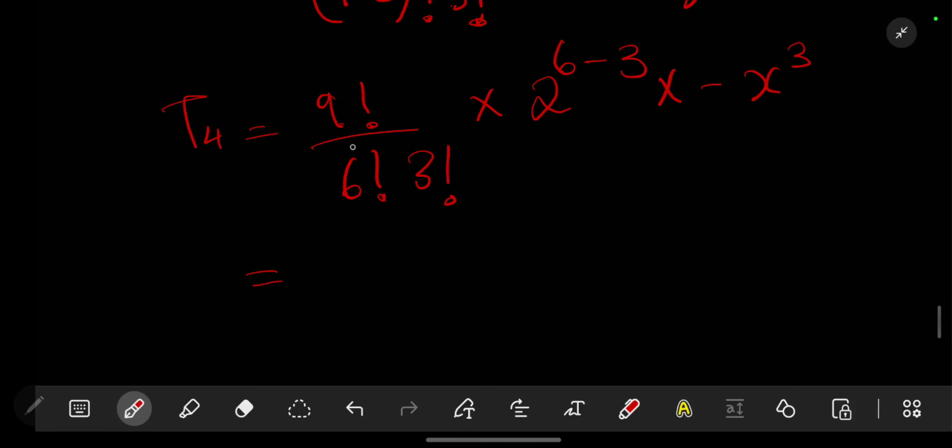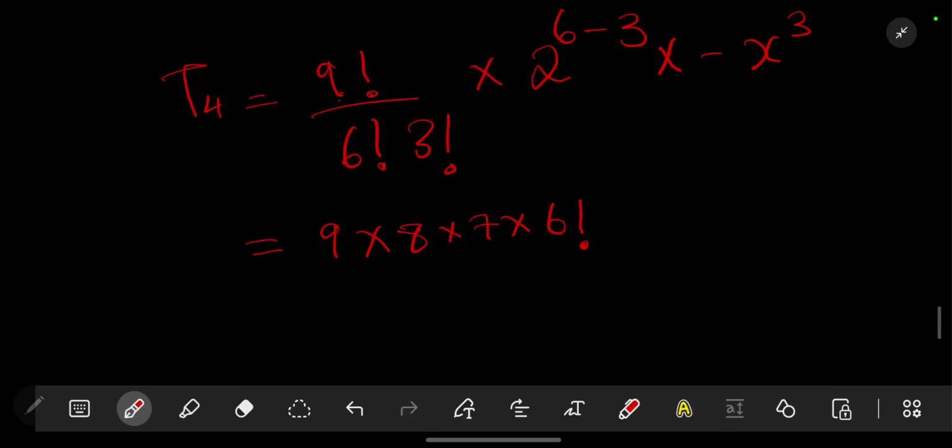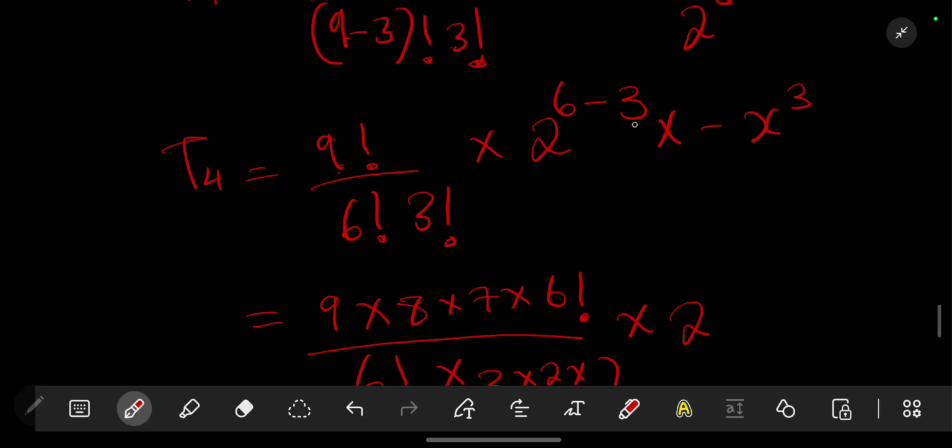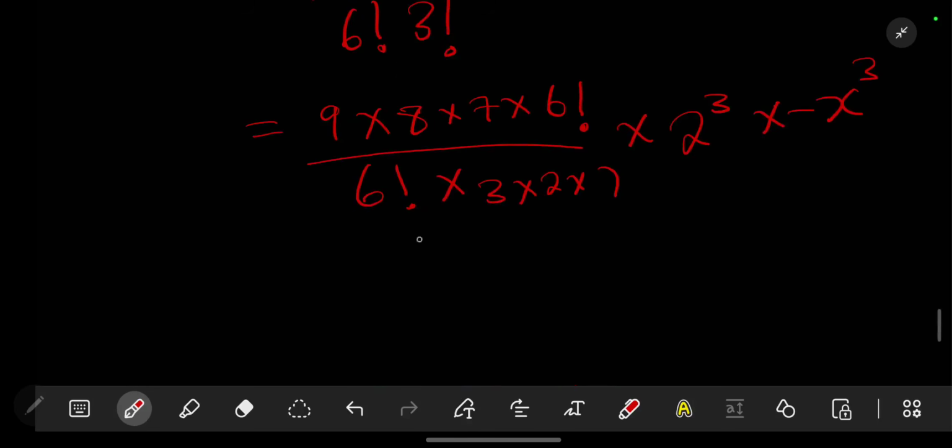So this gives us, 9 factorial means 9 times 8 times 7 times 6 times 5. But instead of going times 5 times 4 until 1, you can end on 6, since 6 is down here. 6 factorial means 6 times 5 times 4 times 3 times 2 times 1. So you are going to end here: 6 factorial over 6 factorial times your 3, which is 3 times 2 times 1. Then you have times 2 to the power of, what is 6 minus 3, is 3. Then we have times our negative x to the power of 3, like that.